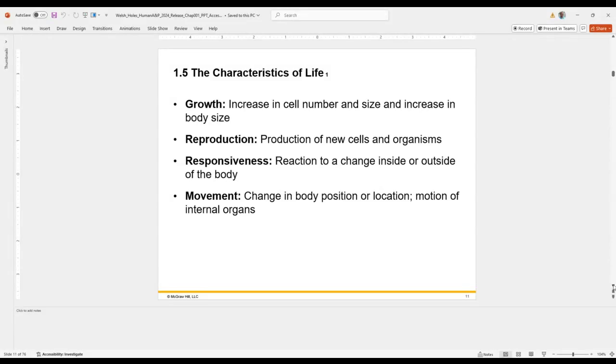Okay, in biology, we often say that life has certain aspects to it, certain characteristics. And these are some of the things we say have to be exhibited by something for it to be considered alive. So growth, that's an increase in cell number and size, an increase in body size. Reproduction, production of new cells and organisms. Responsiveness, that's a reaction to a change inside or outside of the body. And movement, which is a change in the body position or location or motion of internal organs.